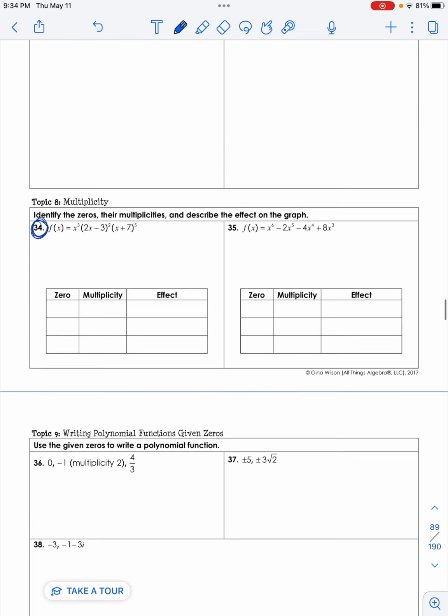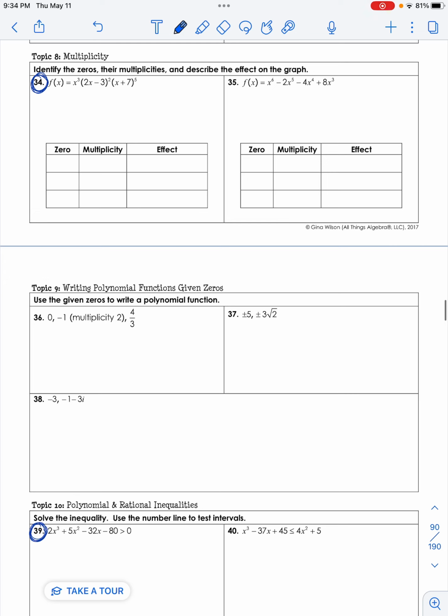Okay, the next one is multiplicity. So let's talk about the multiplicity where there's a 0. There's a 0 everywhere there's a factor. There's a 0 at x cubed, which would give me a 0 at the value of 0. When I set 2x minus 3 equal to 0, that means x equals 3/2. And then x plus 7 set equal to 0, that means where x equals -7, there's going to be a root as well.